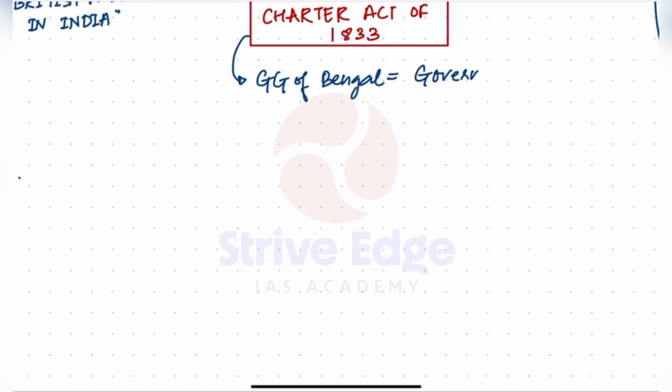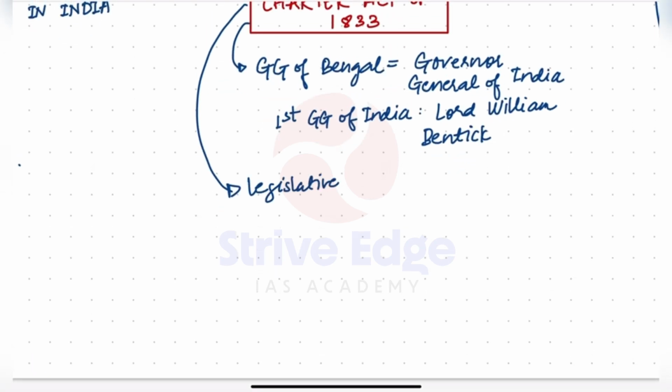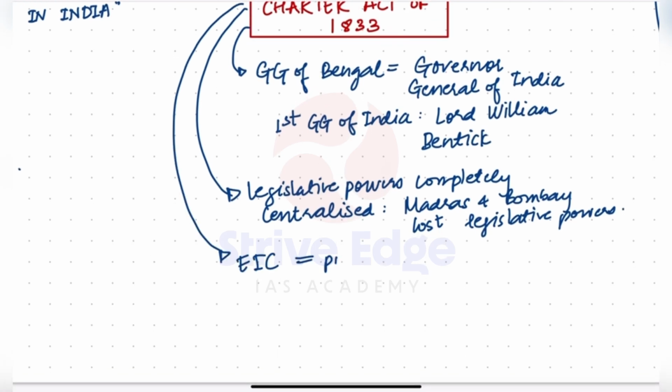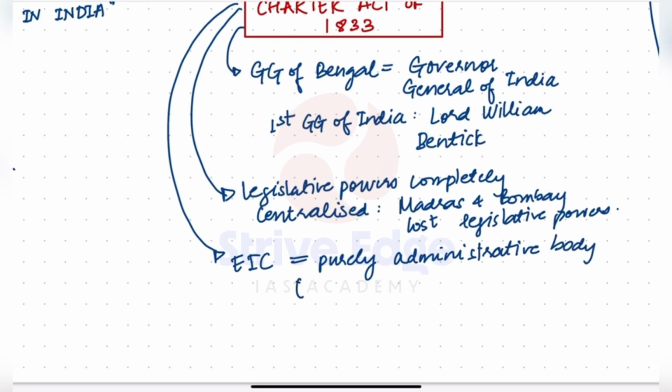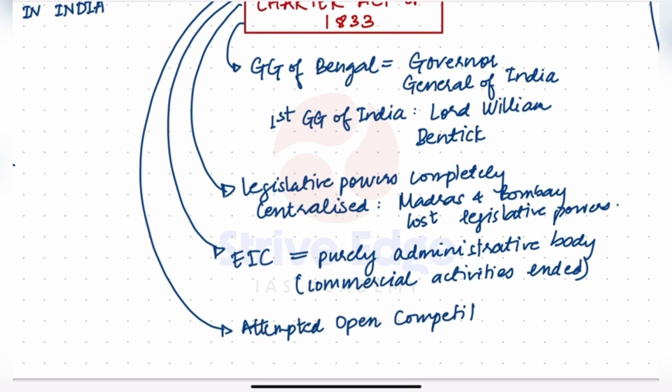The Governor General of Bengal now became the Governor General of India. The first Governor General of India was Lord William Bentinck. Legislative powers were now completely centralized. Madras and Bombay had lost their legislative powers. The East India Company became a purely administrative body as their commercial activities were ended. This act attempted open competition for civil services, but it was blocked by the opposition.